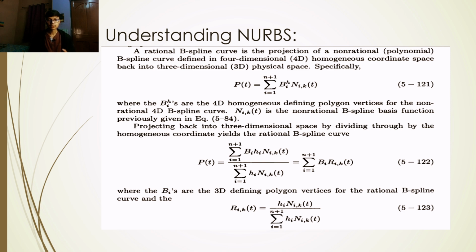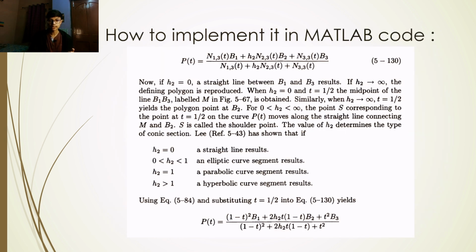Previously we have already seen how we can plot a normal B-spline curve. In this presentation, we're going to see what the difference with a NURBS curve is. Projecting back into 3-dimensional space by dividing through the homogeneous coordinate yields the rational B-spline curve, as you can see over here. From this presentation, we're going to try to implement the same in MATLAB code. Let's see how we can do that.